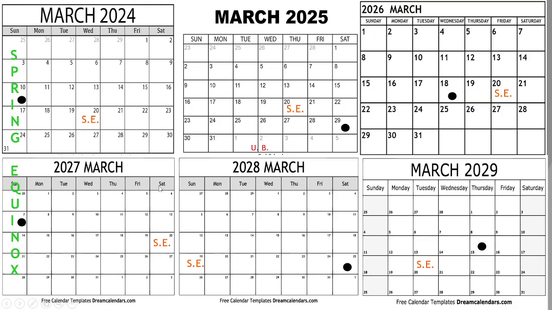Another thing I want you to notice is these black dots are your new moons. The new moon in March of 2024 was on the 10th. In 2025, it will be on the 29th. In the following year, it's going to be on the 18th. In 2027, it's going to be on the 7th. In 2028, it's going to be on the 25th. And in 2029, it's going to be on the 15th.